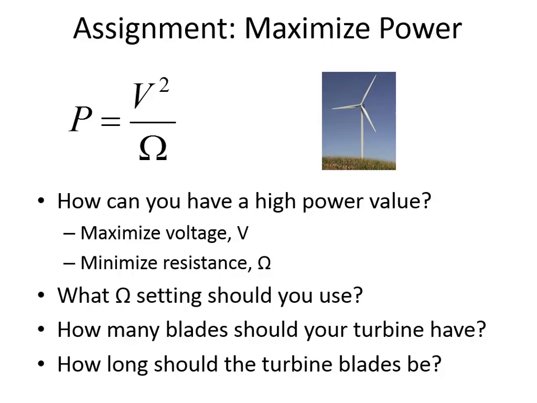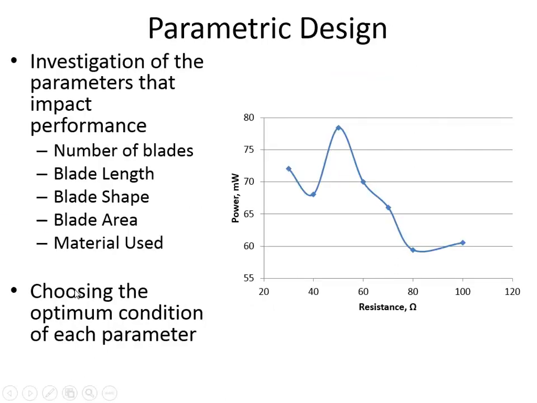What you're going to do in testing is build a prototype and see whether long, medium, or short generates more power. And then which is better, two, three, or four blades? And then you combine those two together to find out the best resistance setting. So here's an illustration of parametric design. These are some tests that I did, a little design that I threw together very quickly.